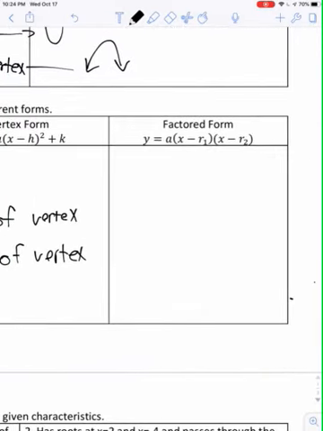All right, and then factored form. So factored form tells us, think about what would happen here if x was equal to r1, right? So r1 minus r1 would be 0. 0 times anything would be 0. So r1 and r2 are the x-intercepts.